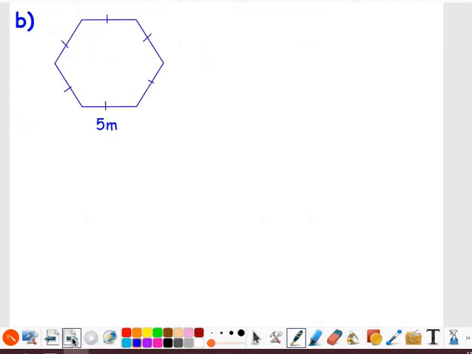So, example B. Here we've got a hexagon, a 6-sided shape, okay, with the side being 5 metres. This time you can see each side has got a little dash on it. So the dash tells us that each side is equal. So every side on this hexagon is 5 metres long. Again, you can draw that in your big books as accurately as you can, but obviously not to scale.